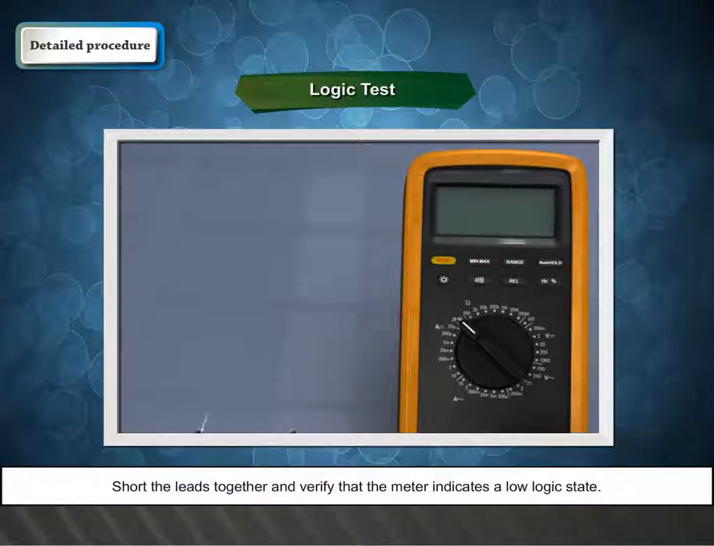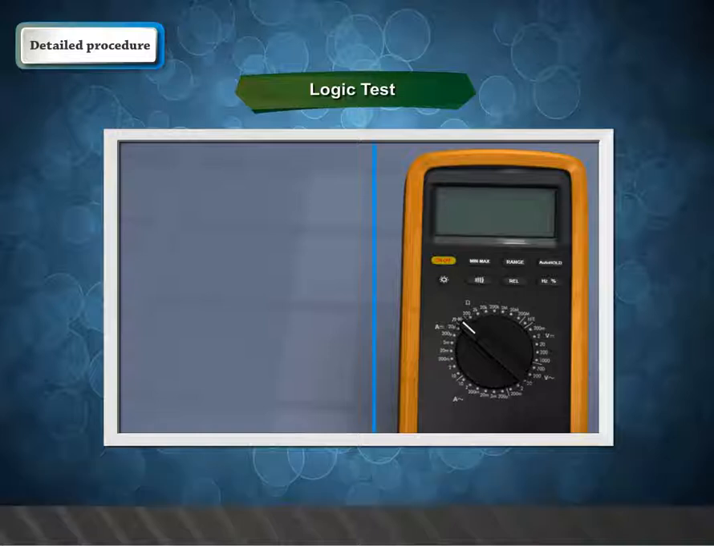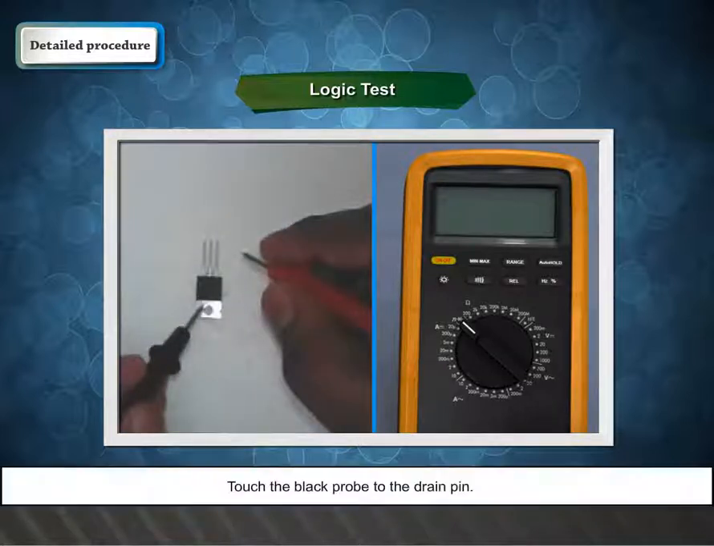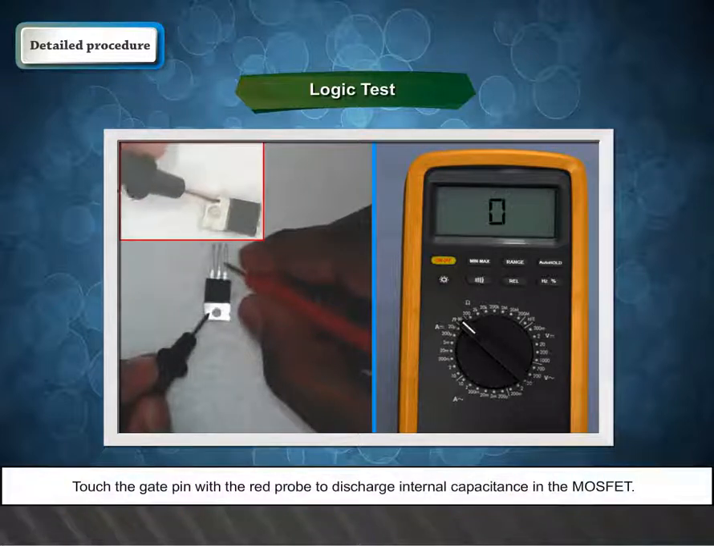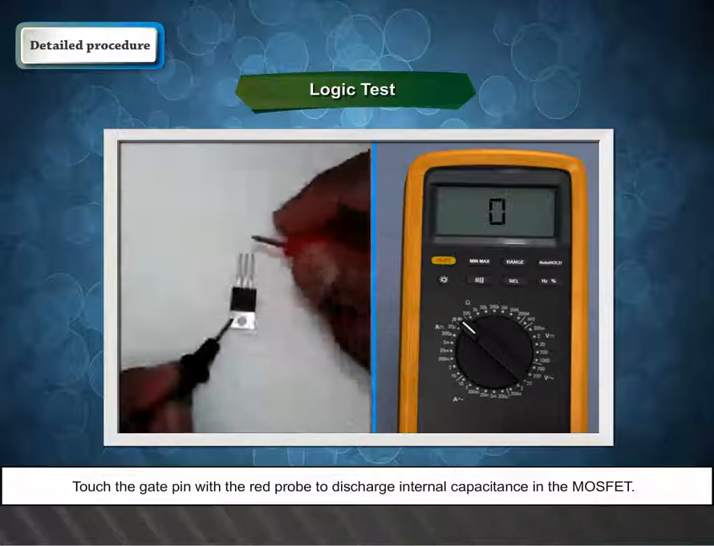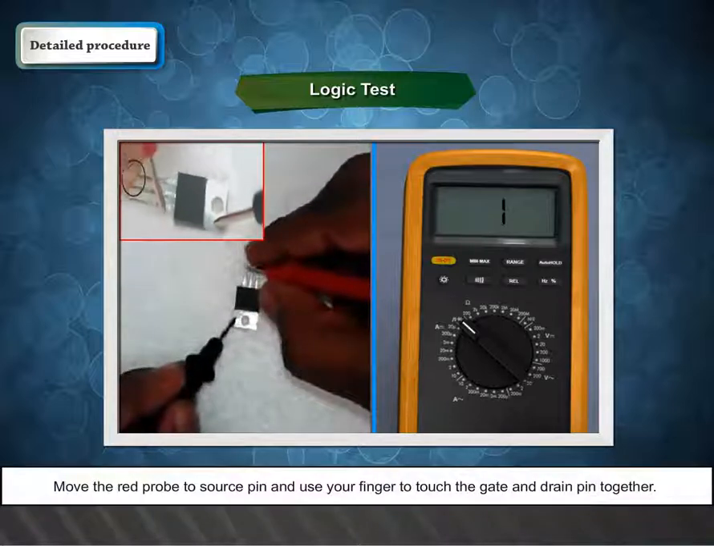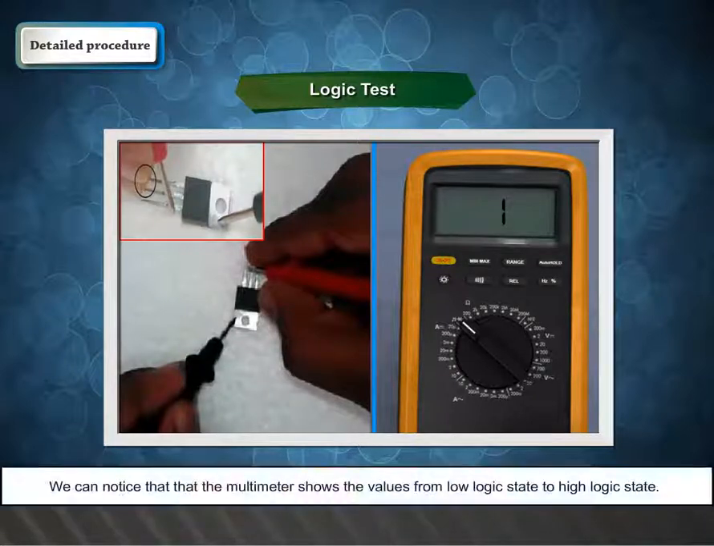Short the leads together and verify that the meter indicates a low logic state. Touch the black probe to the drain pin. Touch the gate pin with the red probe to discharge internal capacitance in the MOSFET. Move the red probe to source pin and use your finger to touch the gate and drain pin together. We can notice that the multimeter shows the values from low logic state to high logic state.